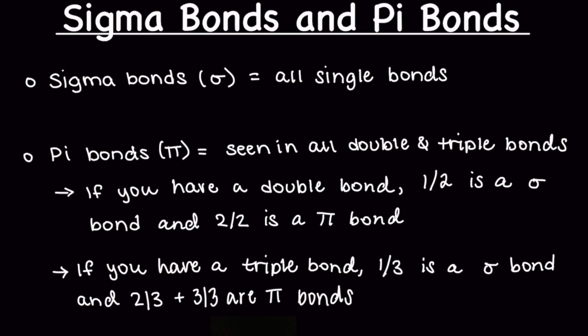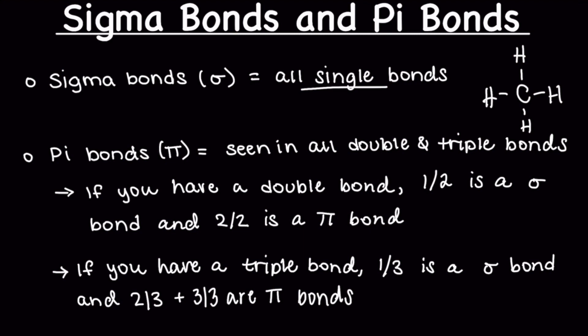As I alluded to in my last couple of examples, I mentioned the terms sigma bonds and pi bonds. And let's get into that a little bit further. Sigma bonds, simply put, are all single bonds. If I drew a methane molecule, which is CH4, all the bonds would be single bonds. Hence, they would be considered sigma bonds.